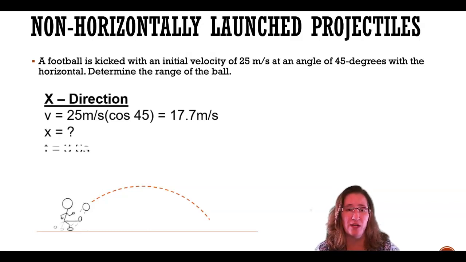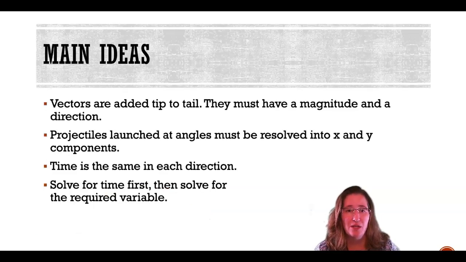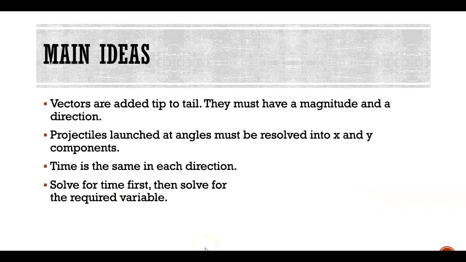So we want to find the range of the ball, and we just figured out how long it was going to take before it landed. So I'm going to use my constant velocity equation here, x equals vt, and solve for the range of the ball, how far away from where it was kicked in the x direction that it landed. So that's how you do a basic projectile problem. Most of the problems are pretty much like that.